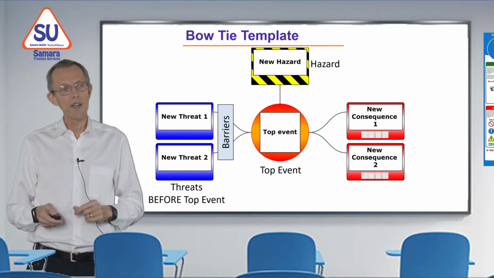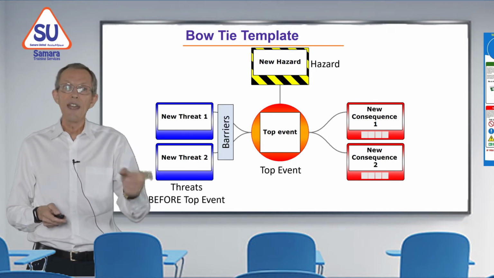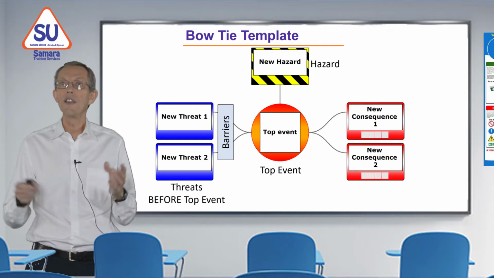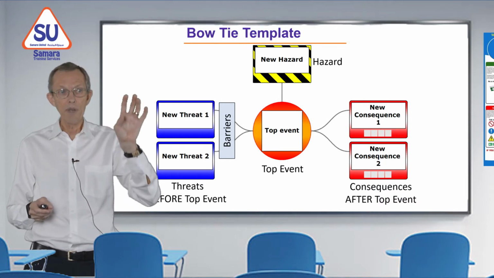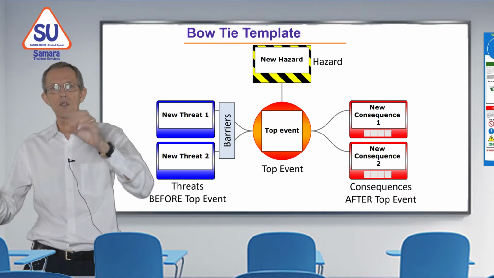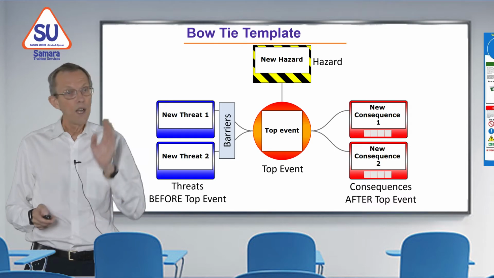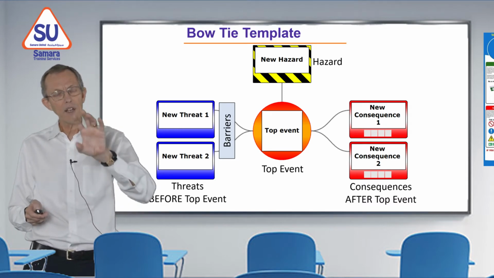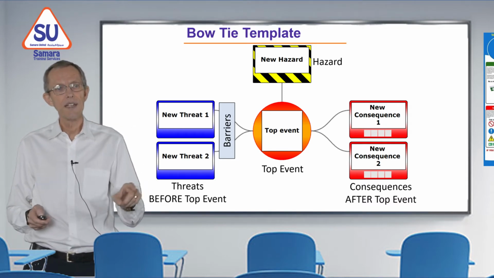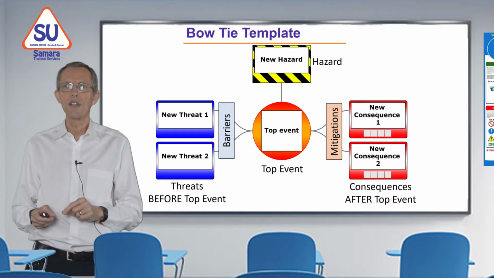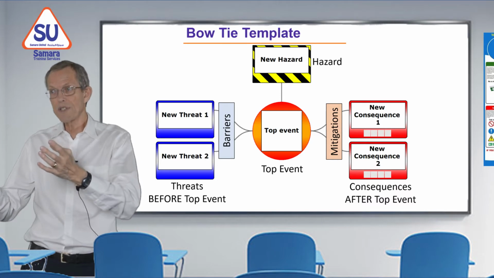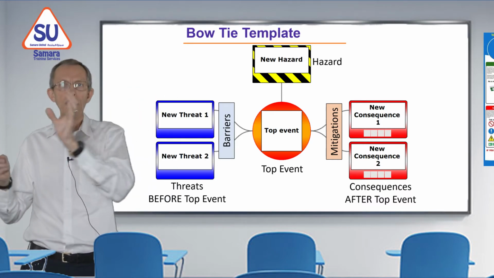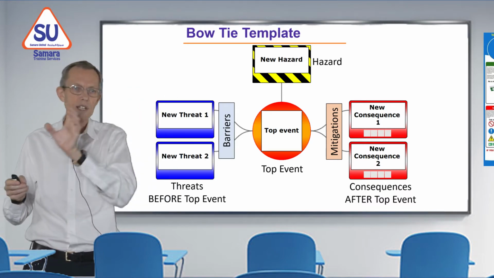But even with the barriers, the top event may happen. If the top event happens, there will be consequences. They happen after the top event, and because of the top event, the consequence has happened. We can make the consequence less bad by introducing mitigations. So instead of having a big consequence, the consequence has happened, but before it grows anymore, we put some mitigations in place to limit it.